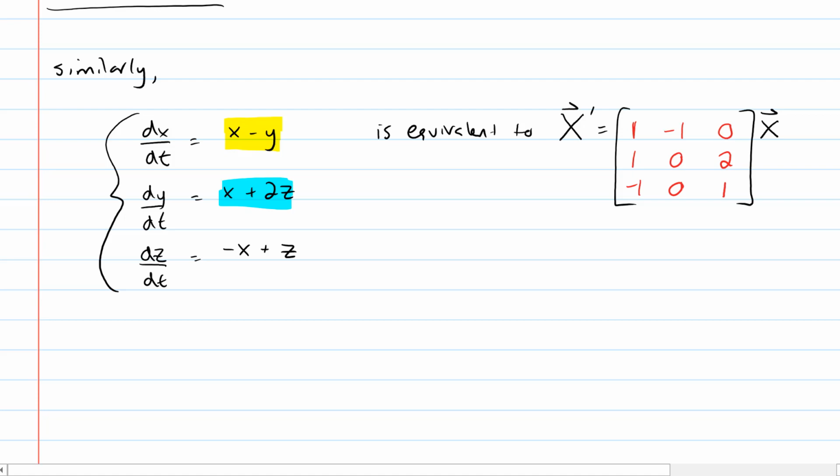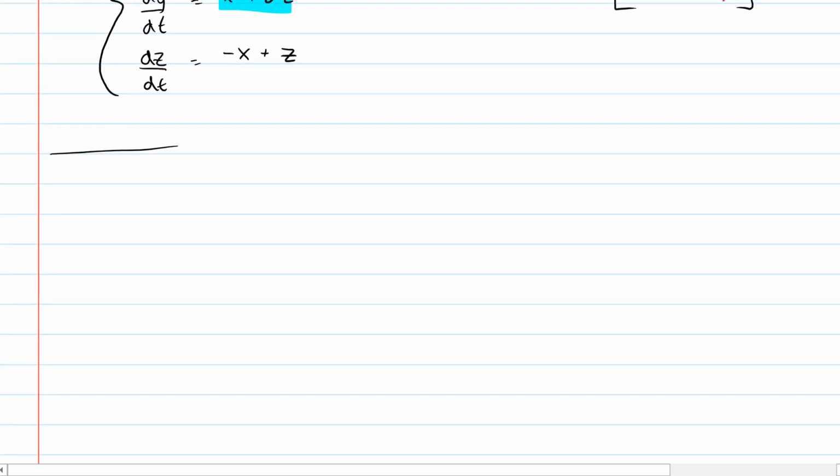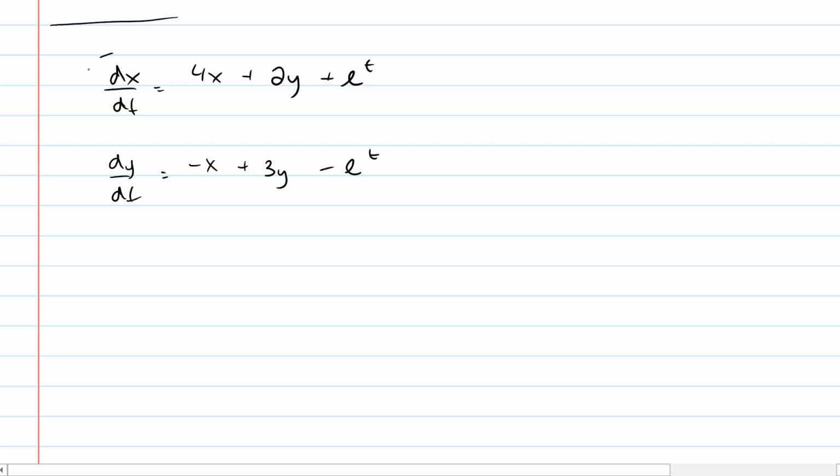Now what we haven't done is a non-homogeneous case. So I'm just going to scroll down and write out one of those. Let us suppose that we have dx dt is equal to 4x plus 2y plus e to the t, and dy dt is equal to minus x plus 3y minus e to the t. And we'll put a grouping bracket together to show that that's a system.